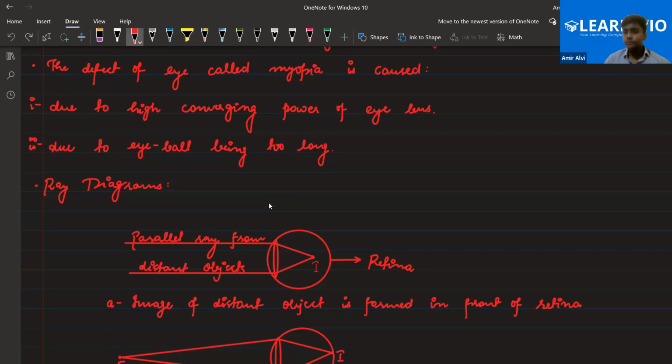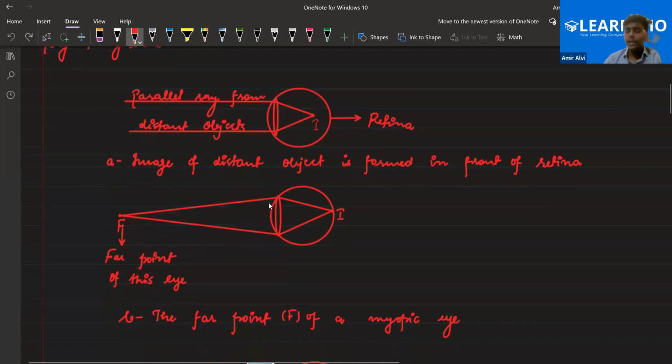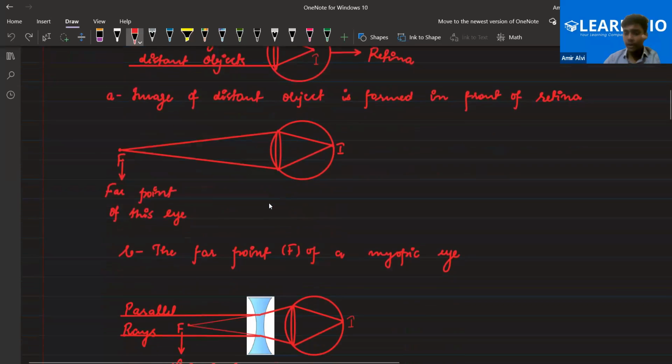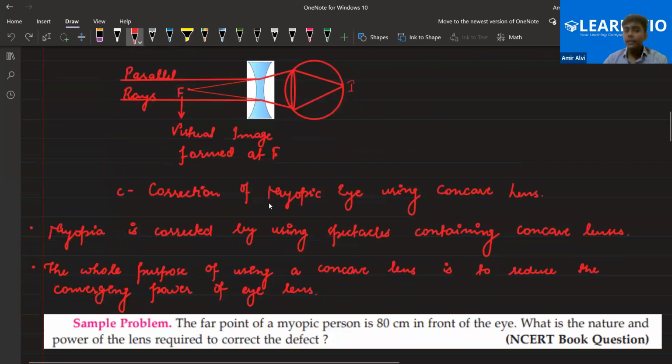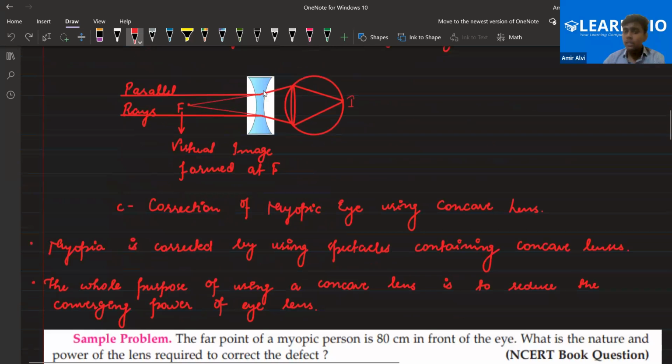Okay, everyone? Chalo, that's great. So this is the ray diagram. We'll discuss the ray diagram in the next class. No need to worry about it right now. Right. So now, one more thing: the lens used to correct myopic vision is a concave lens.